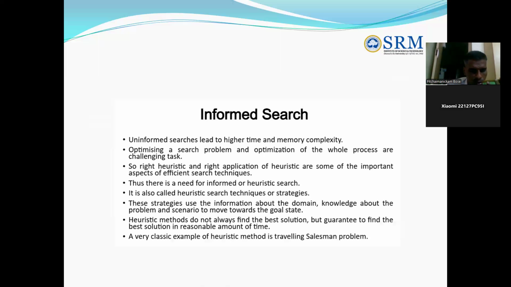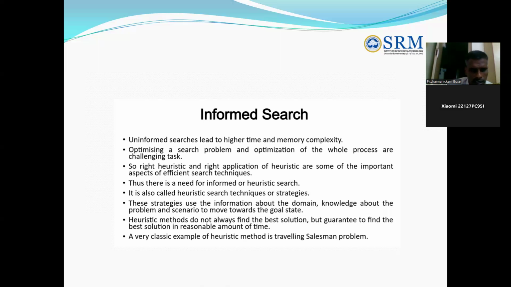Another thing is the informed search. What informed search means: the uninformed searches lead to higher time, and the data are not organized properly, or should be organized well in advance. So uninformed searches lead to higher time as well as memory complexity. Another thing is optimizing the search problem, and optimization of the whole process is a challenging task. So we take the right heuristics, as well as the right application of the heuristics, which are some important techniques.